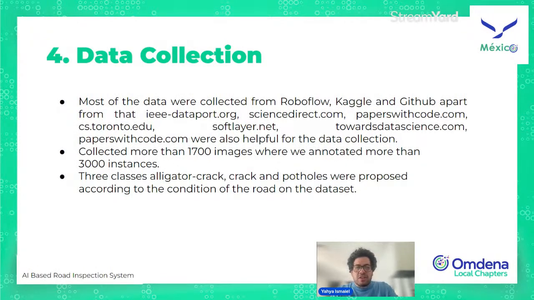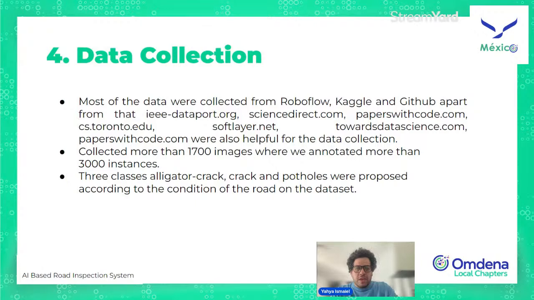So the data collection. Again, yes, we used RoboFlow, but the data, which I'm going to show you in the next slide, we used more than 1,700 images. These data were already in RoboFlow, in some Kaggle data sets and on GitHub, and you can see all these websites that I mentioned in the slide. All of us who were doing the data collection part were trying to gather all of these images from all of these sources.